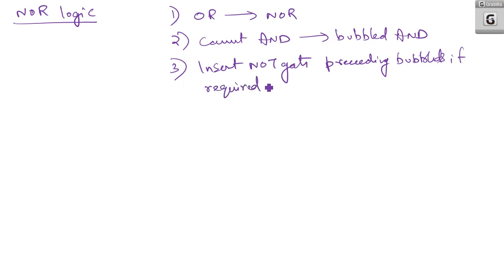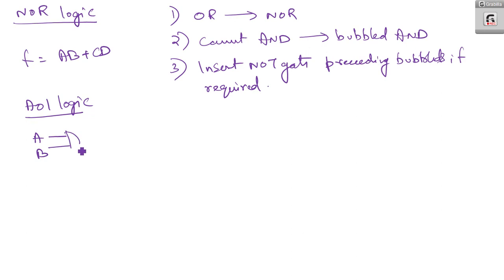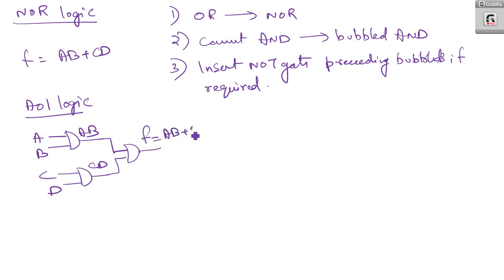Okay. So our question is F is equal to AB or CD. So first I will go with AND-OR-INVERT logic. Then after that I will go with NOR logic. So we are having A, B as input. So you get AB. Next one is C, D as input. This is CD. Then AB or CD. That is F.